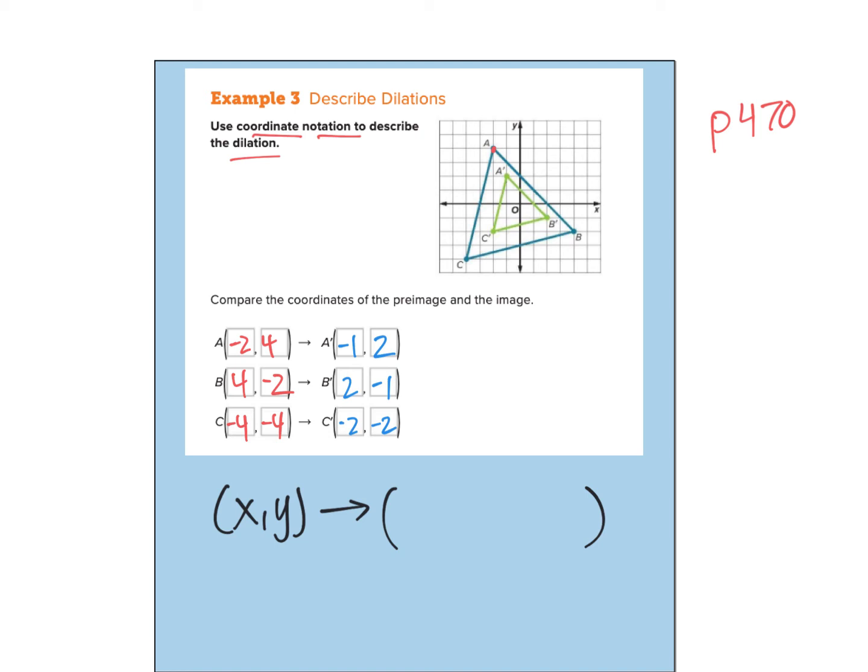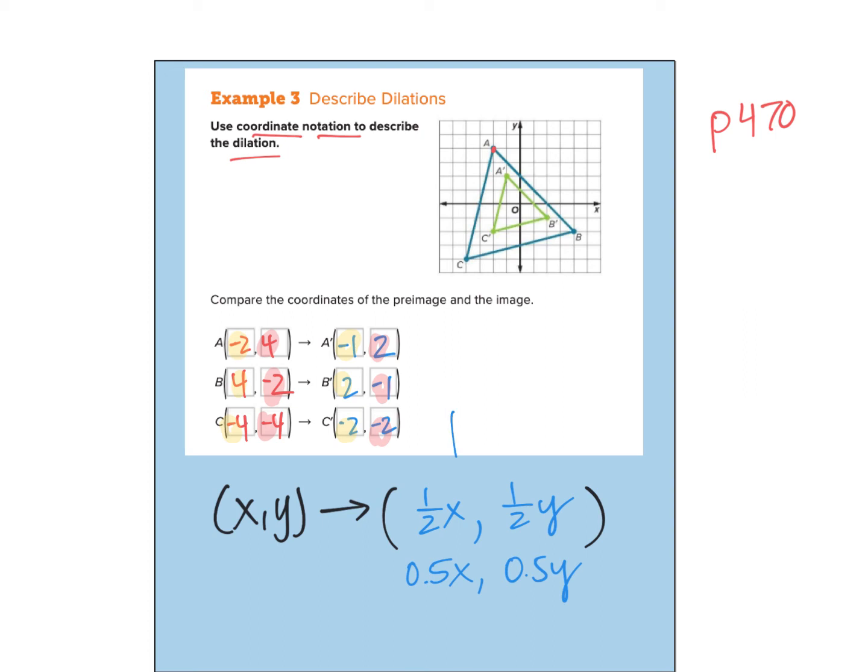Now, to write the rule or the coordinate notation, it's actually pretty easy if you start comparing the x coordinates. So -2 to -1, 4 to 2, -4 to -2. Looks like that's in half, right? Cutting it in half. Same thing here, 4 to 2, divided by 2, or cutting it in half. So a rule for that would be 1/2 x, because I'm taking half of whatever x was, and then half of whatever my y coordinate was. A second way to write that is to write 0.5x, 0.5y.